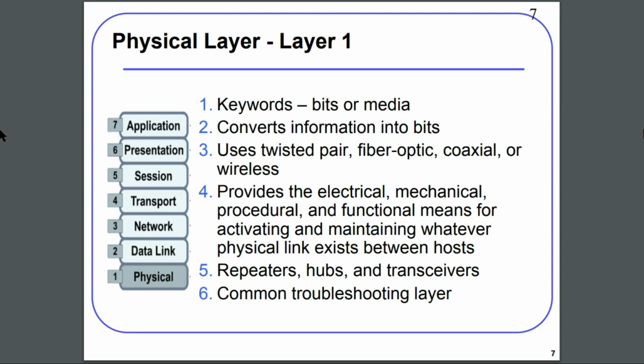So in this slide, we can see the physical layer, layer 1. The keyword for this physical layer is bits or media. It converts information into bits, uses twisted pair, fiber optic, coaxial or wireless, and provides the electrical, mechanical, procedural and functional means for activating and maintaining whatever physical link exists between hosts. Repeaters, hubs and transceivers belong to the physical layer, a common troubleshooting layer.